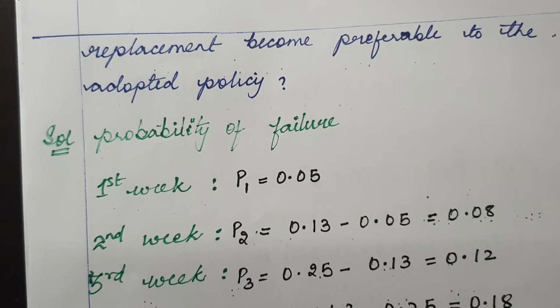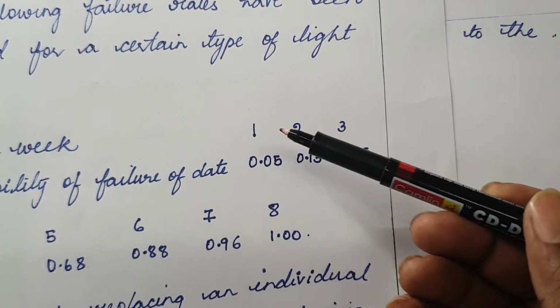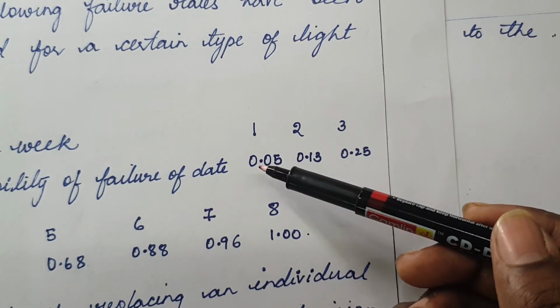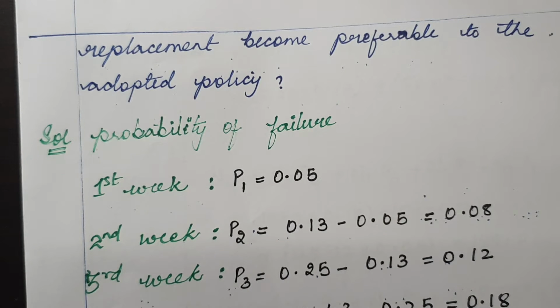He is asking when group replacement becomes preferable to the adoptable policy. So which method do you have to follow? First you have to find the exact probability of failure. In the first week, how much probability is given? As you can see here, 0.05. So for the first week you can write the probability as 0.05.